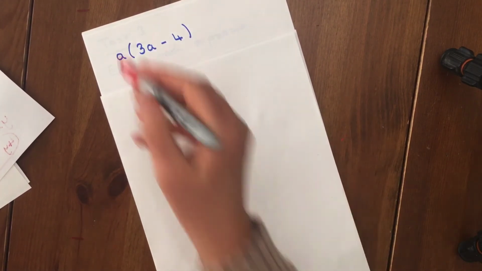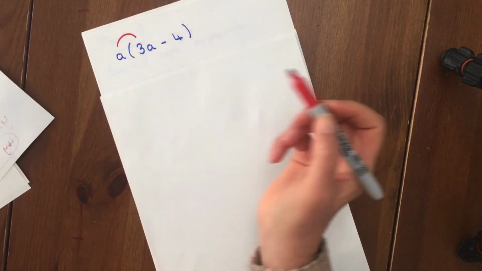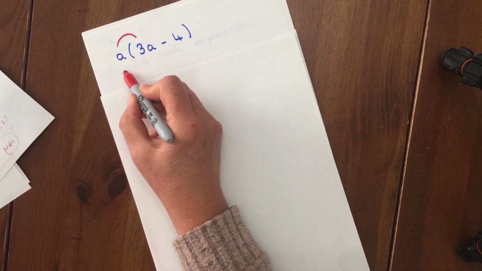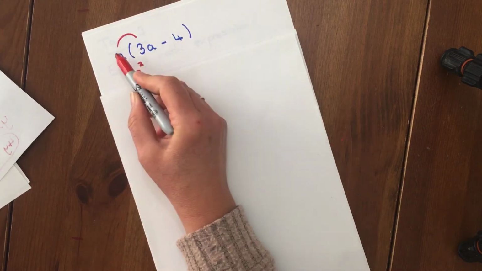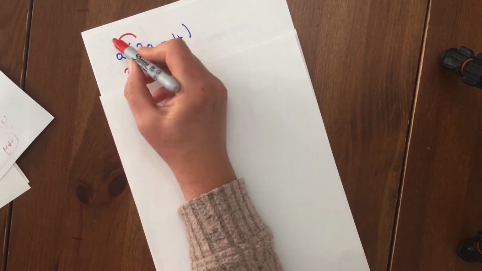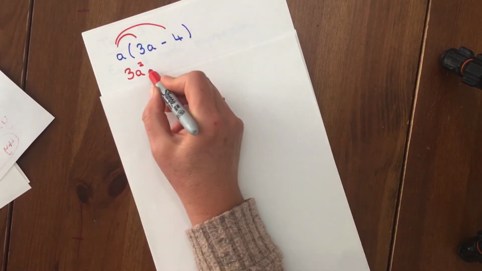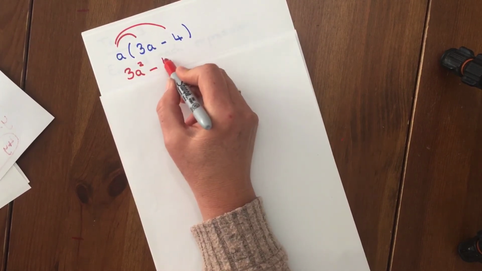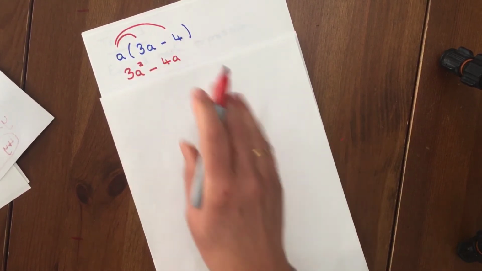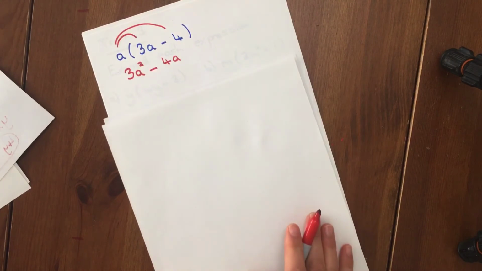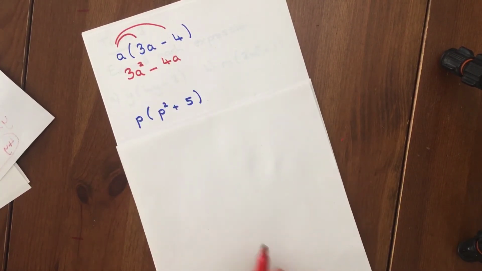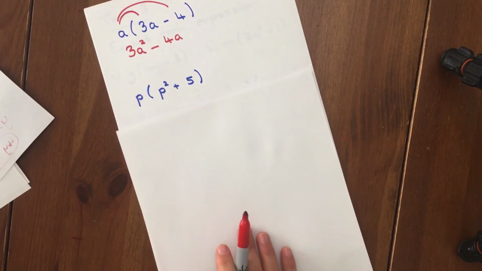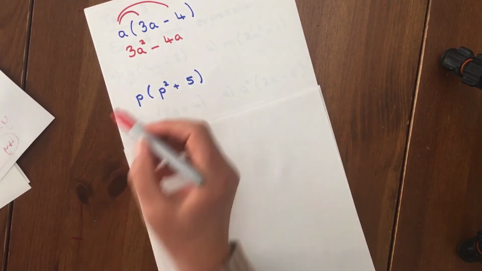So the first one, a times 3a, 3a squared, because a times a is a squared. A times negative 4 is negative 4a. My end answer, I can't put a squared and a together. They are unlike terms.